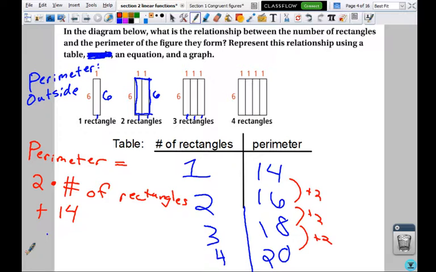Now, if I look at my equation here, when I have 2 rectangles, 2 times 2 is 4, plus 14, nope, whoops, I messed that one up. Because 2 times 2 is 4, plus 14 is not 16, it's 18.